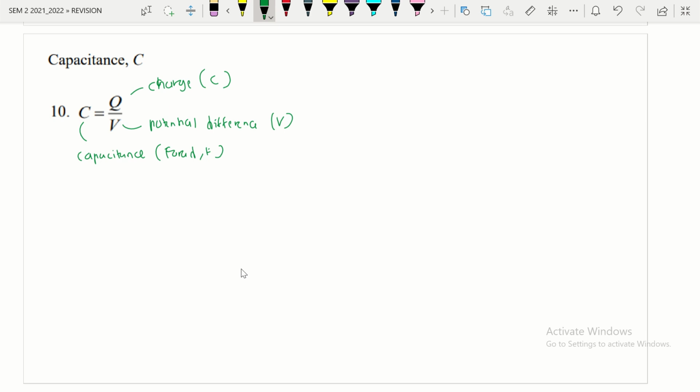Sebab in physics, okay, membebel sikit ya. In physics, kalau awak tak tulis unit pada jawapan akhir awak, walaupun nilai jawapan akhir awak adalah betul, awak tetap akan dapat kosong markah.